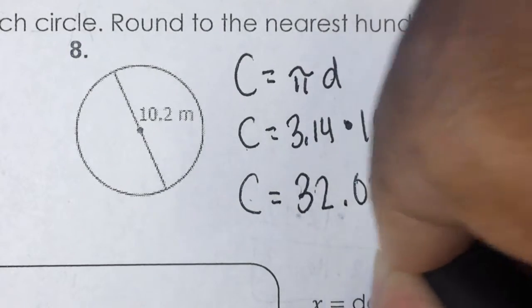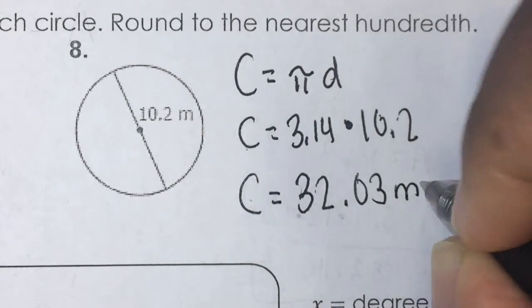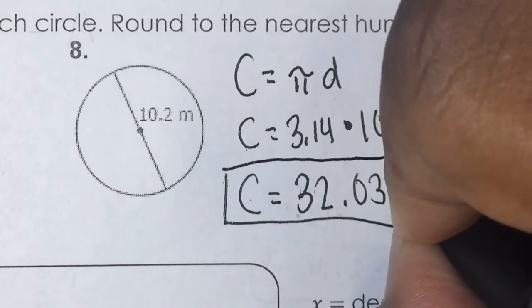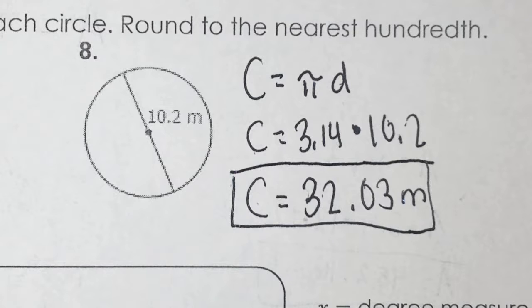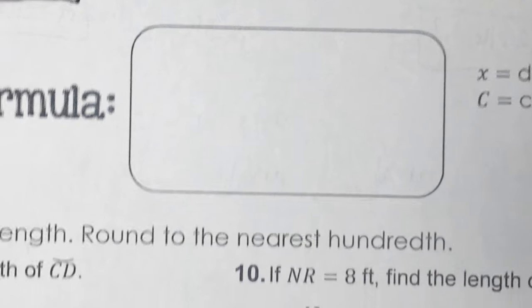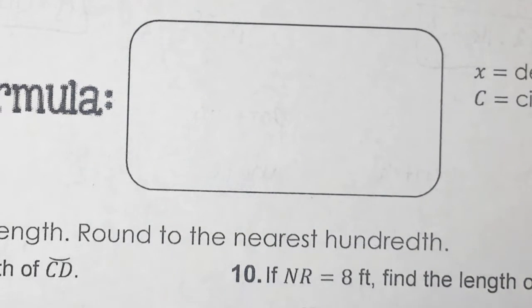32.03. Thank you. This is meters. No, I just told you why. This is not area. This is just length around a circle. It's just like if we do perimeter. Perimeter would just be in regular units too. Area is two dimensions. It's gonna be units squared.